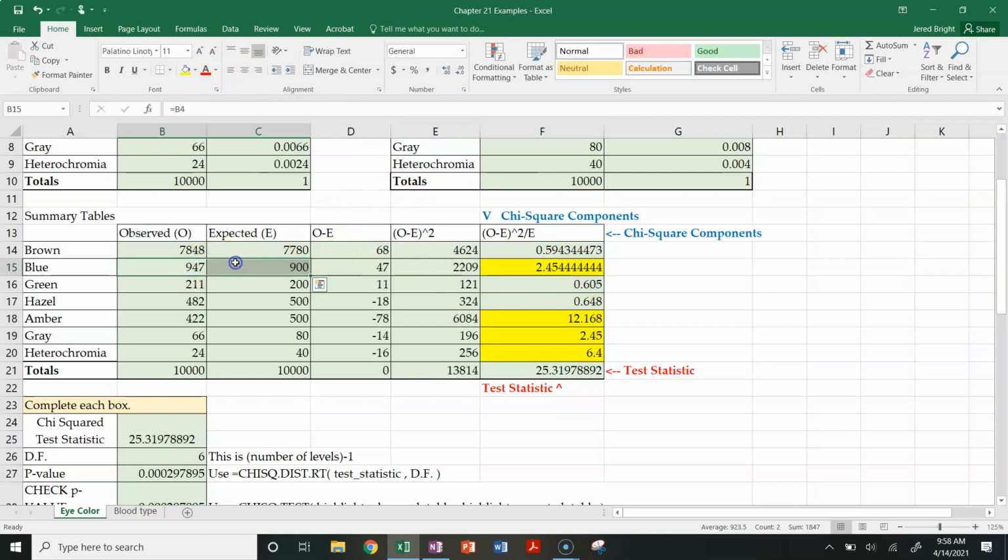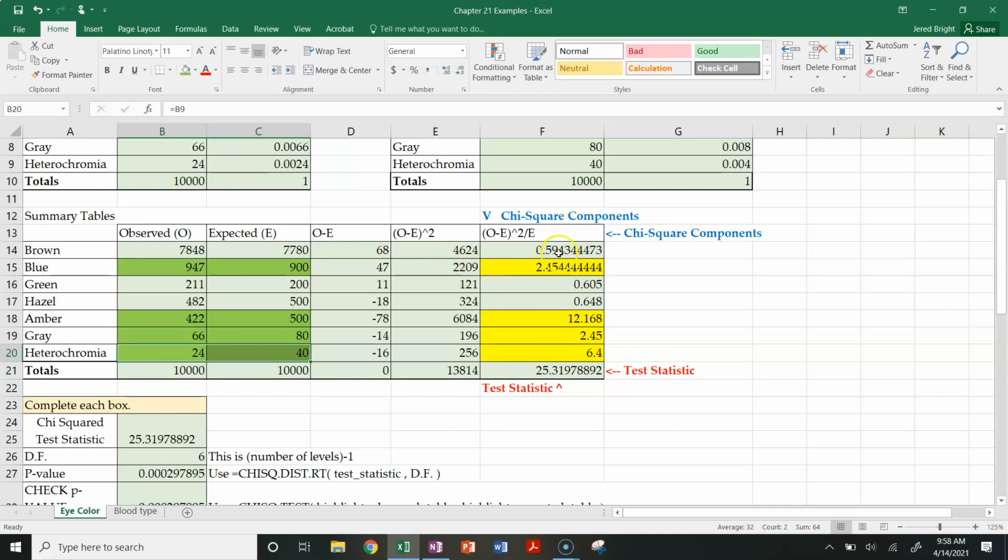So as I compare these, I see that I got more observed than I expected in these two cases. And in the next three cases, those were all lower than expected. So apparently within these areas they were abnormal. So I would need to perhaps do further studies on the population of people with blue eyes, amber eyes, gray eyes, and heterochromic eyes. More investigation would follow.